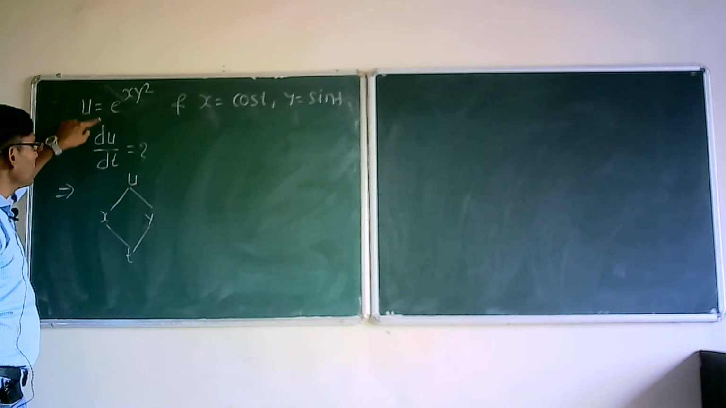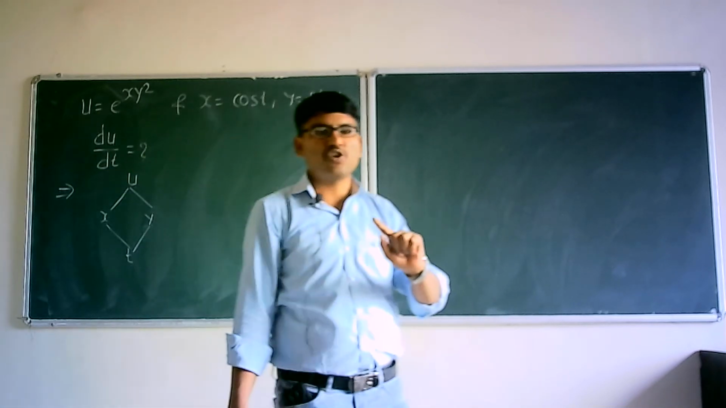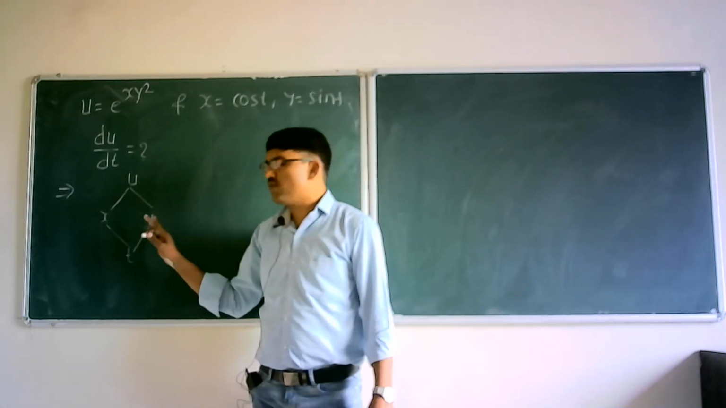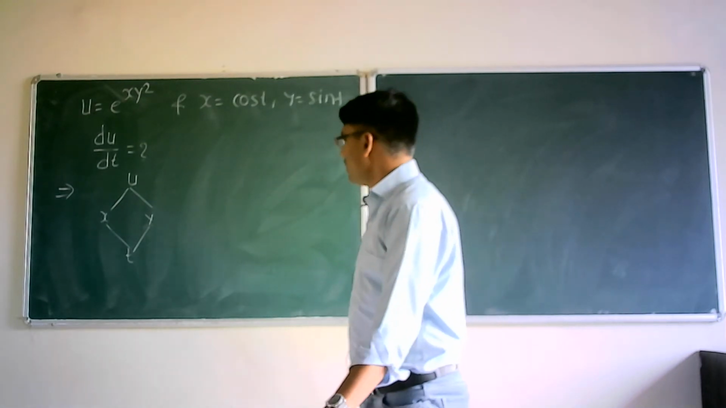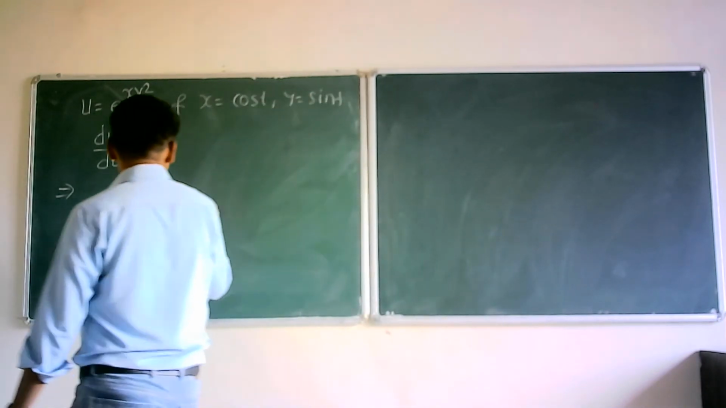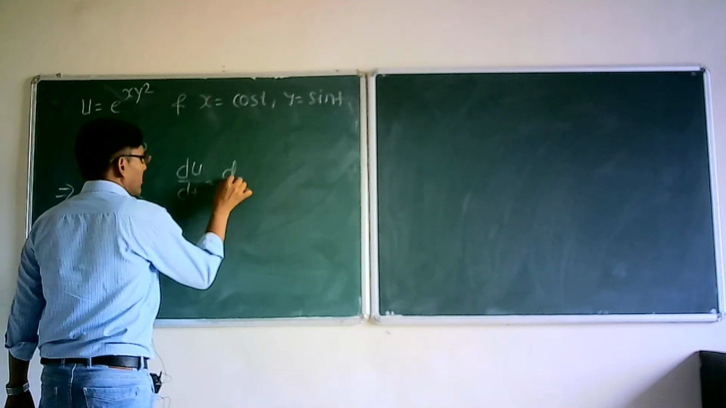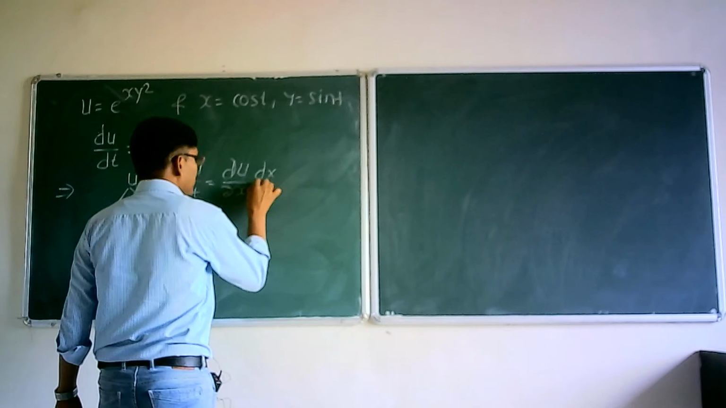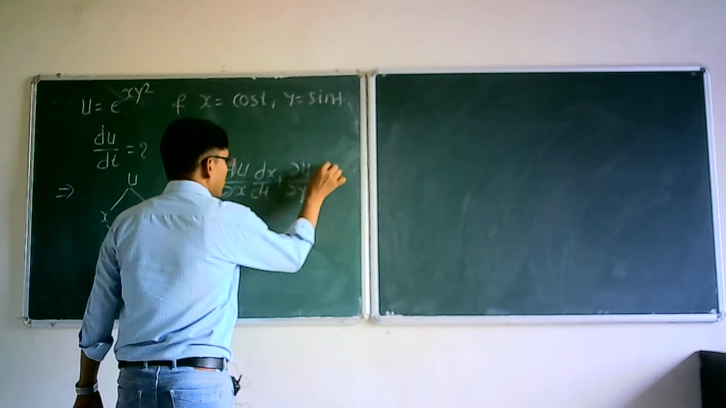So this is chain rule number 1, that is, u is a function of x and y, and x and y are functions of t. In chain rule number 2, we are going to see u is a function of x and y, and x and y are functions of two variables. So here, what is du by dt? du by dt is equal to del u by del x dx by dt plus del u by del y dy by dt.